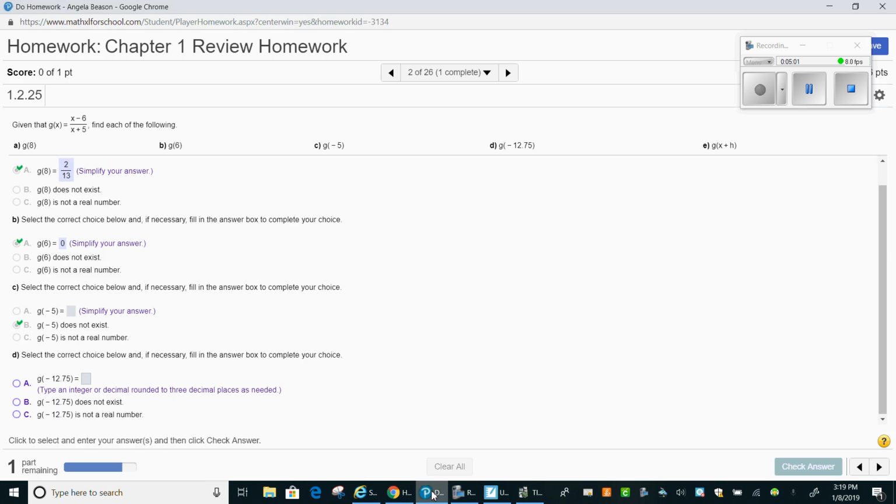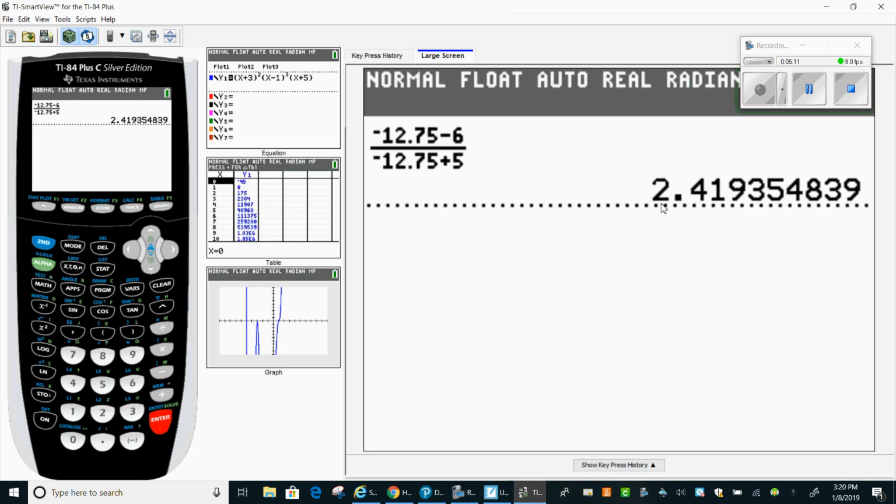When I do it, this is what I get. If you notice on the test, it says if you get an answer, which we did, type an integer or a decimal rounded to 3 decimal places as needed. So let me round this. That would be 2.419 is what I want to use.